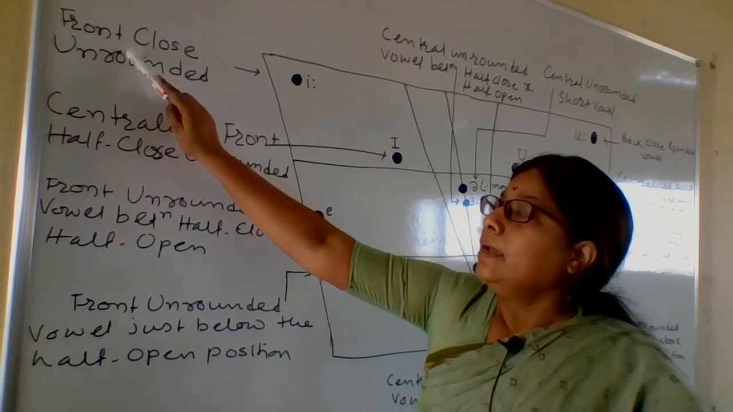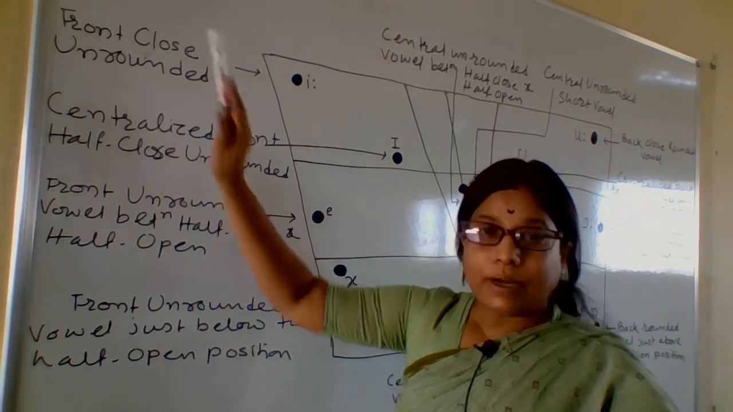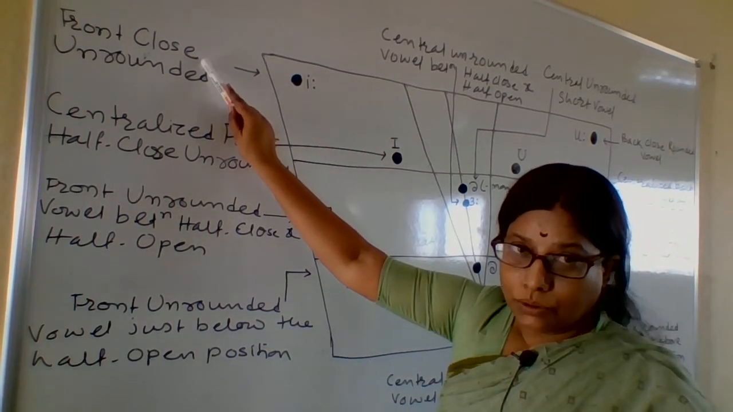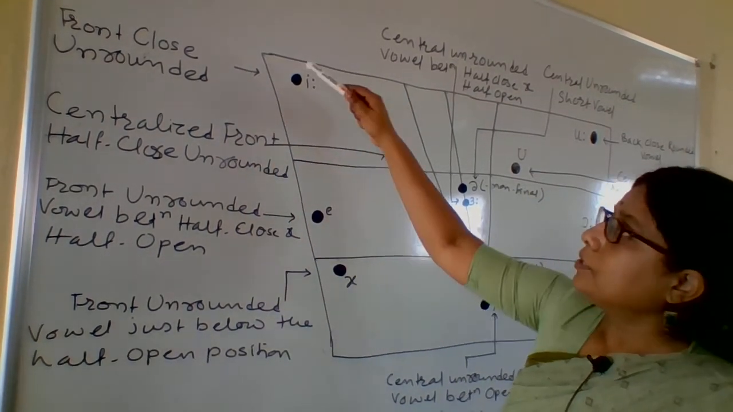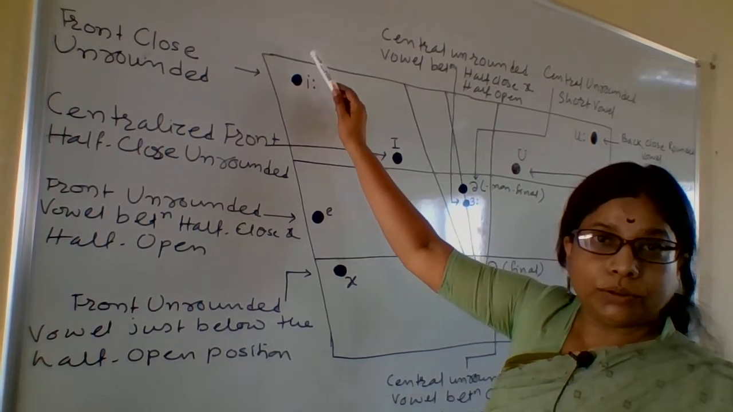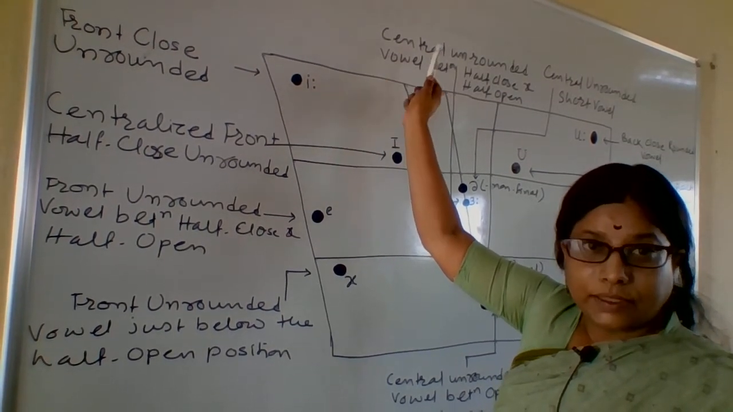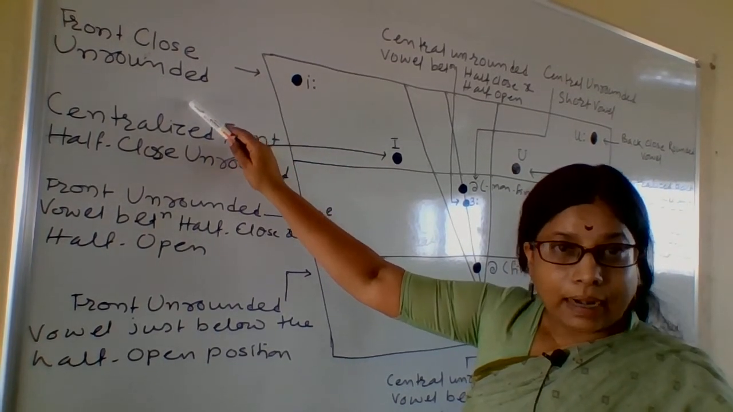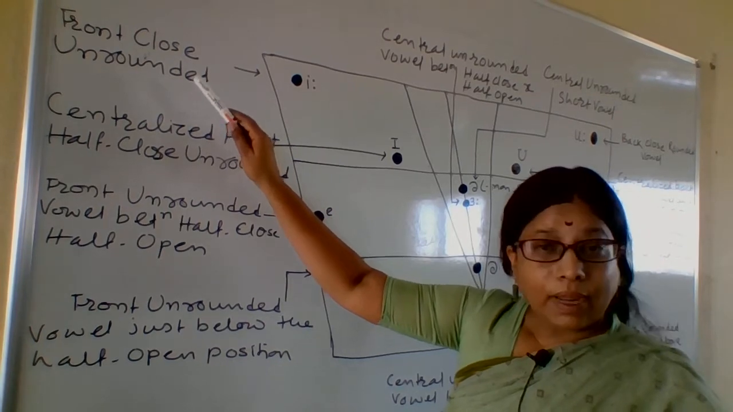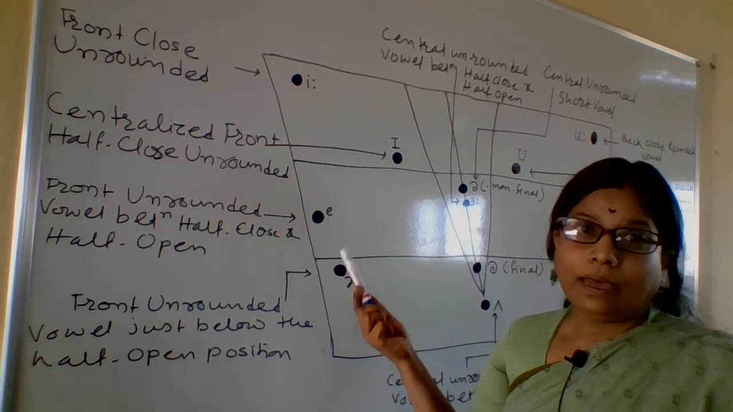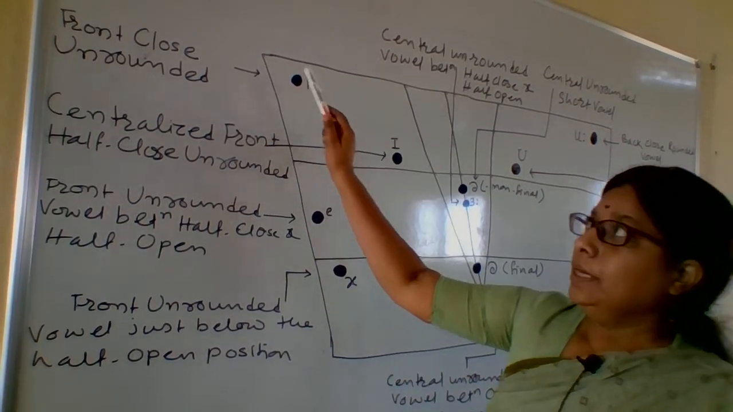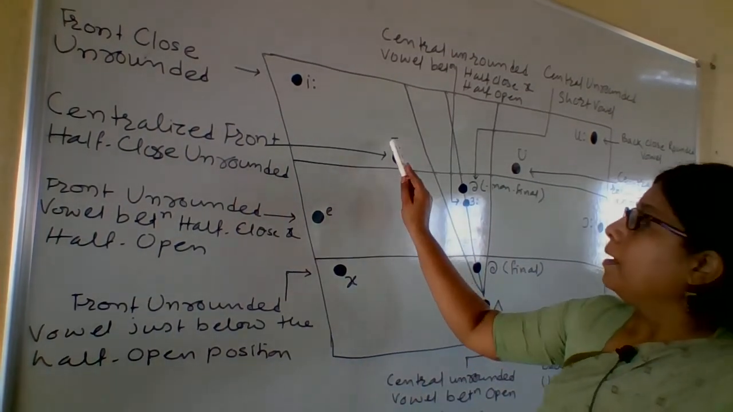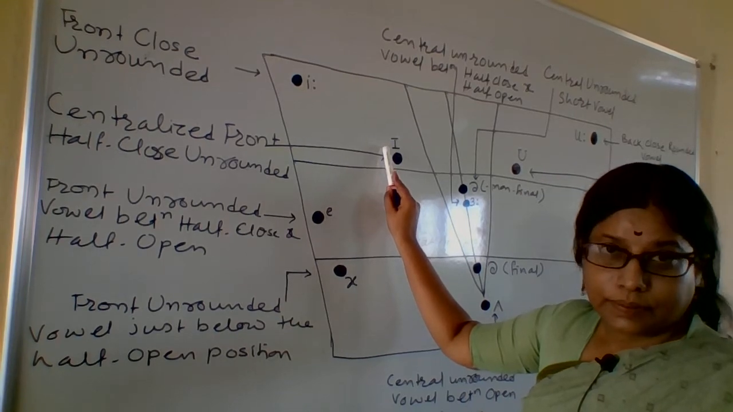Now why is it a front vowel? Because the front part of the tongue is raised. Why is it a close vowel? Because the tongue is raised to a height that is close to the palate. That's why it is a close vowel. And why is it an unrounded vowel? Because the lips are unrounded. In this way, long E is a front close unrounded vowel, whereas this is short E.